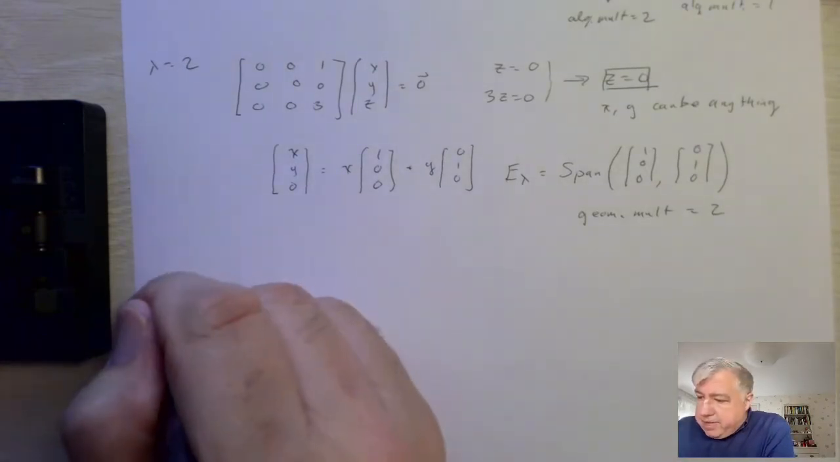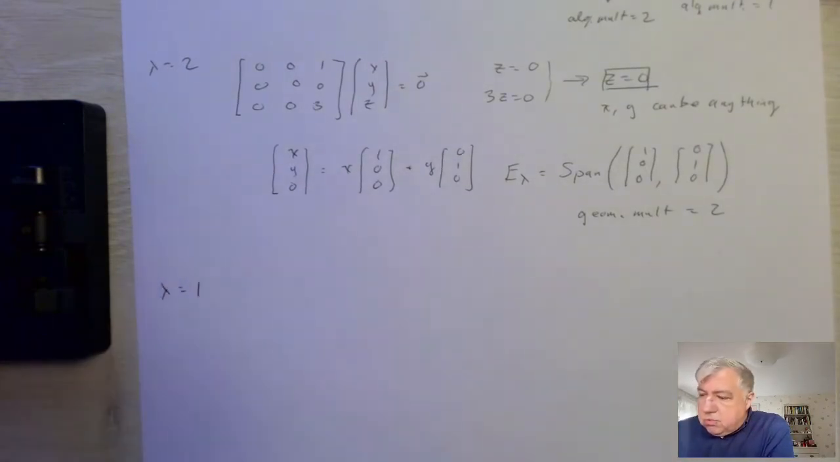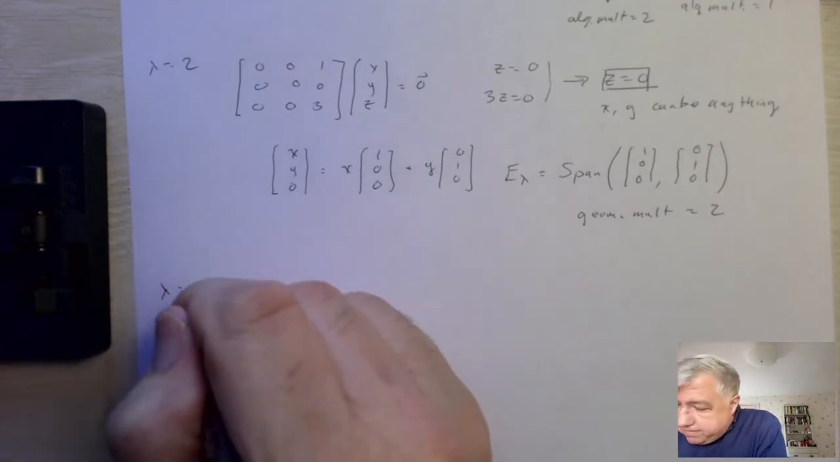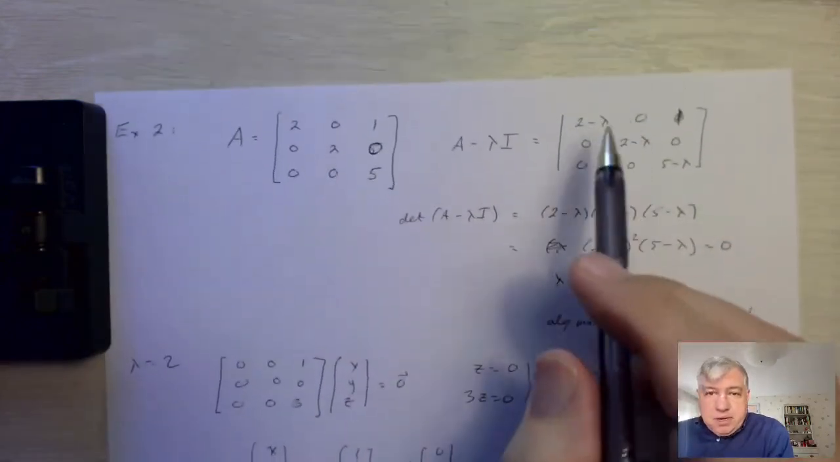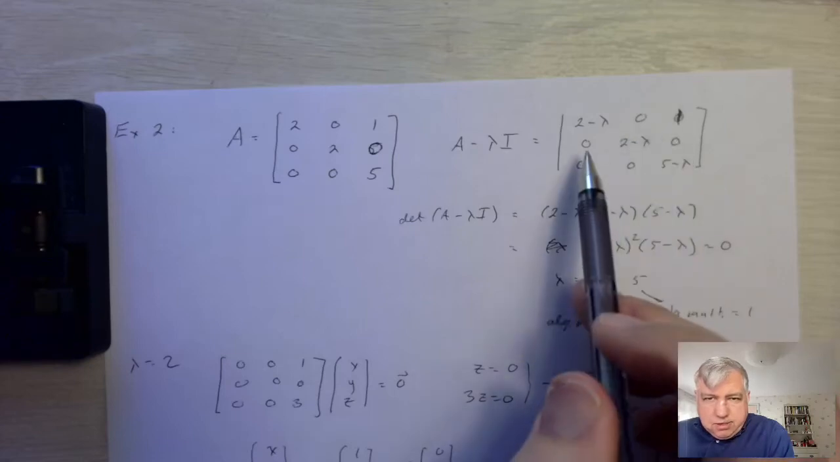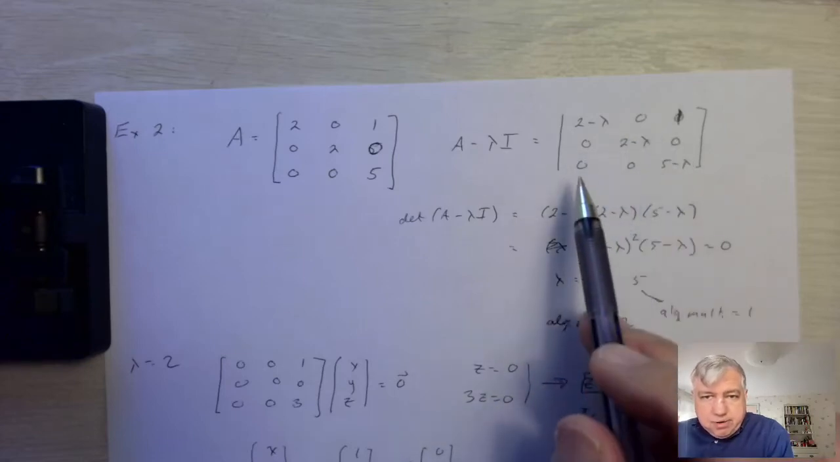When lambda equals 5, this becomes negative 3, 0, 1; 0, negative 3, 0; and 0, 0, 0.